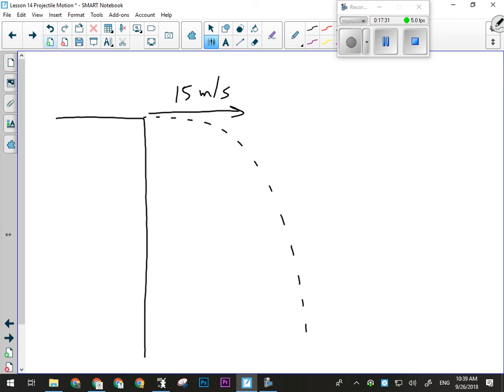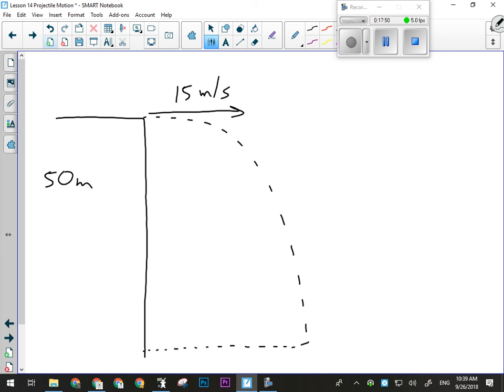And let's say the cliff is 50 meters high. I want to calculate how far from the base of the cliff this object is going to hit the ground.